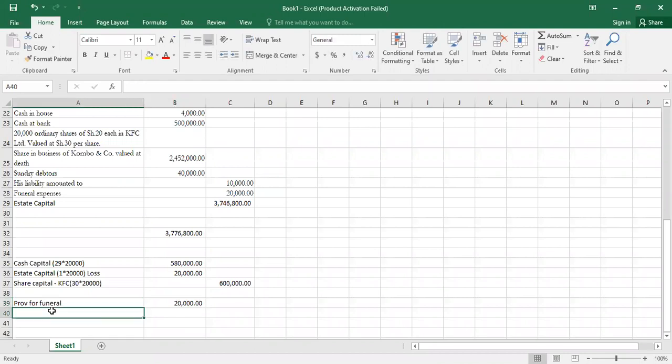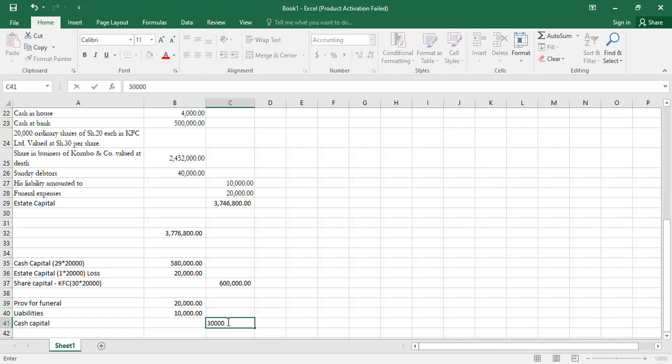Then I have the liabilities. Liabilities account. This will also be debited in the cash book. So that is 10,000. And to close this, our cash capital will decrease because we have to pay for this amount. So I'm closing them with the cash capital. So when the cash decreases, we are supposed to credit. So our cash capital will decrease by 30,000 when I meet these obligations, right?